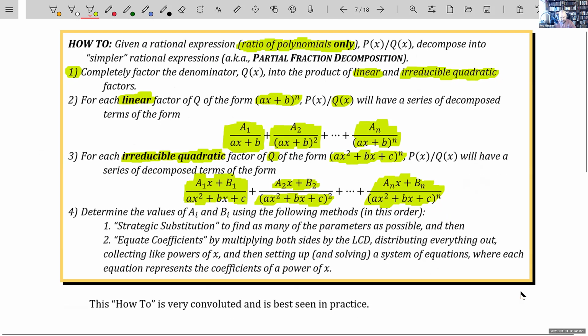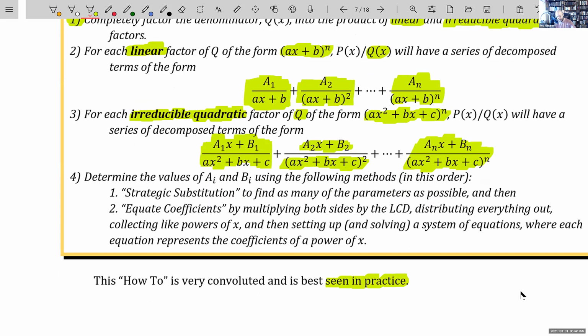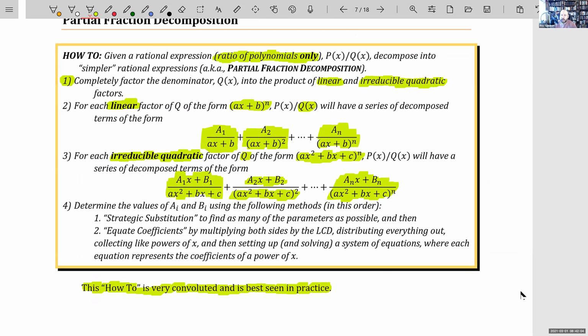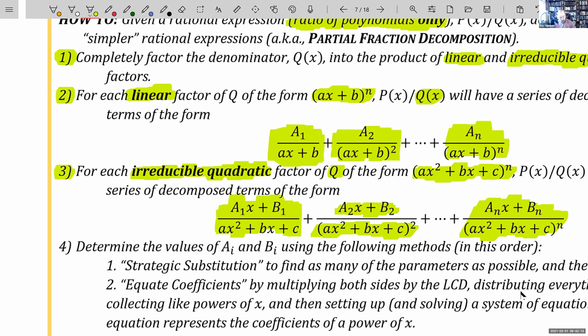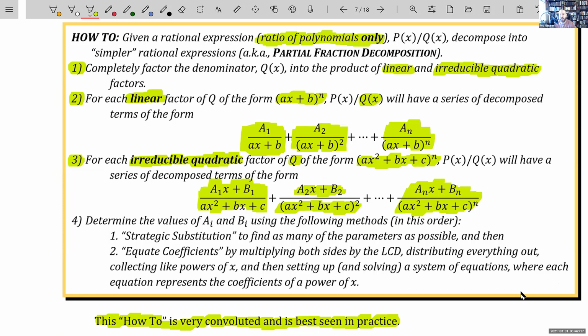You can see in this sentence down below, this how-to is very convoluted. It's best just seen in practice. So if you're staring at this and going, what the heck is he talking about? I don't blame you. It's a very hard thing to say. It's a lot easier to do. So I'm going to at least focus on steps 1, 2, and 3. We'll come back and talk about step 4 a little bit later. But let's talk about just steps 1, 2, and 3 today. Because that's the key.